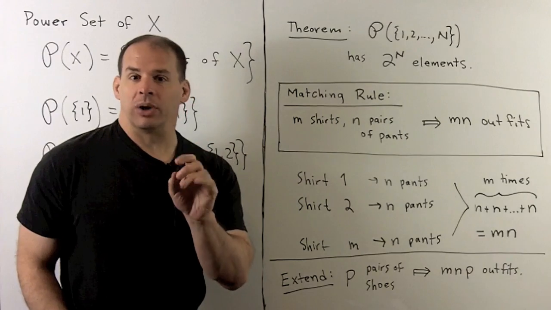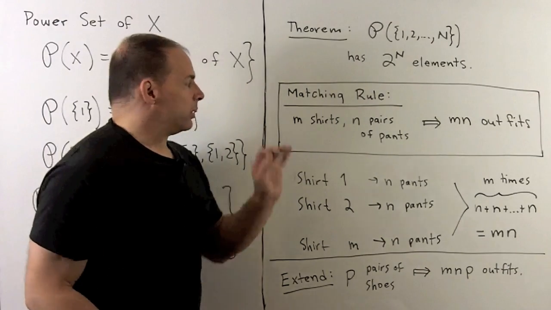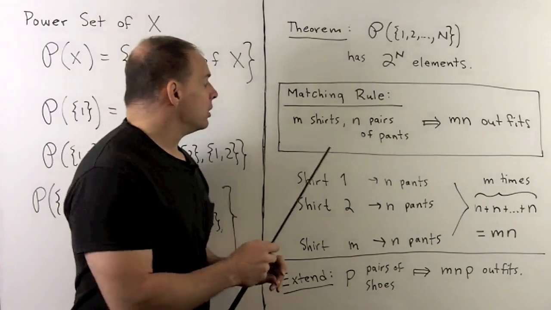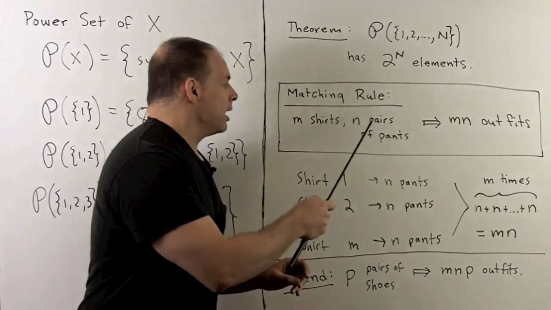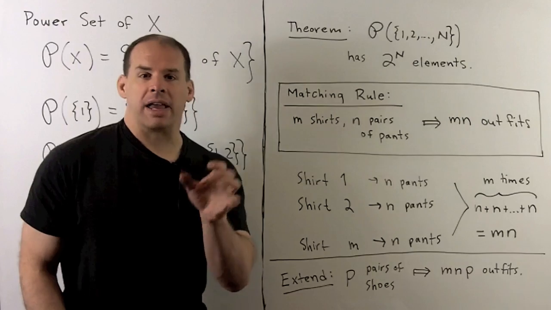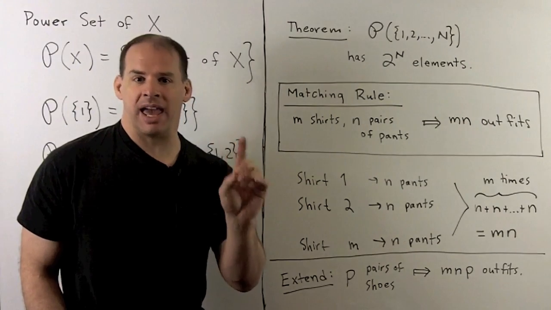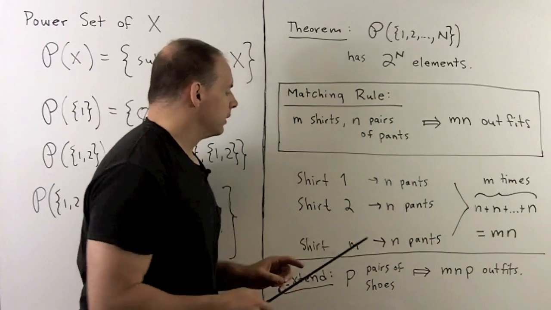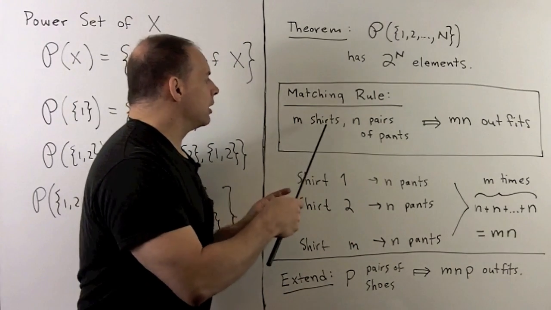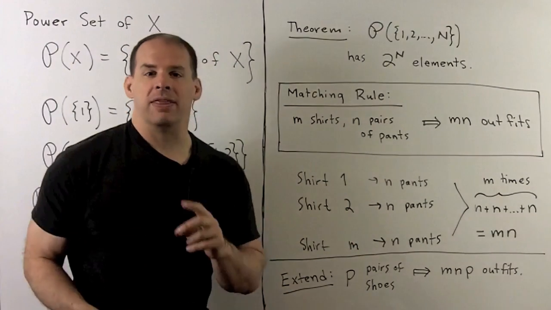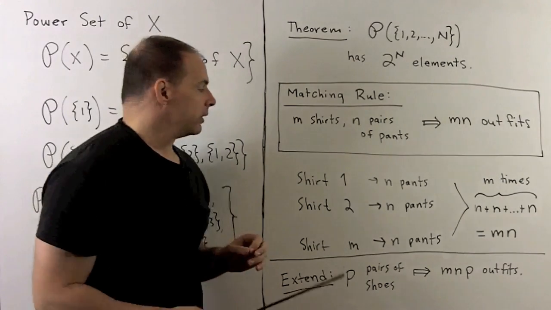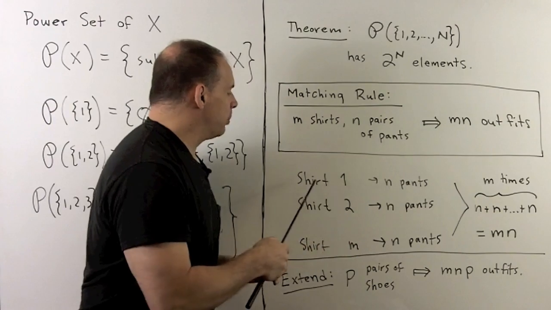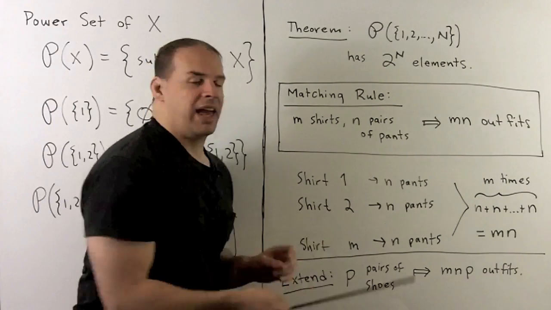Now, for this, we're going to need the matching rule. What the matching rule says is going to give us a method for counting. So if I have m shirts and n pairs of pants, I can combine those to get m times n outfits. Now, the way we see this is, let's just pick a shirt, figure out how many outfits we get, and then we'll add everything up at the end. So if I have shirt 1, there are n pairs of pants that I could put with shirt 1, so it's going to yield n outfits.